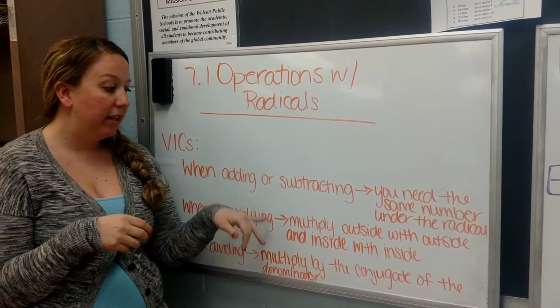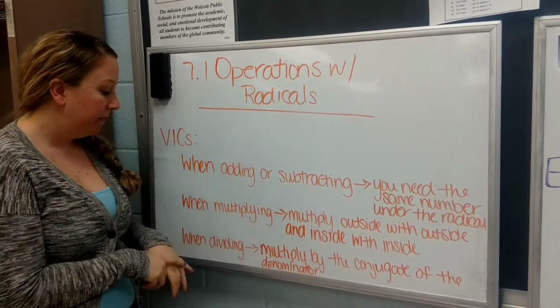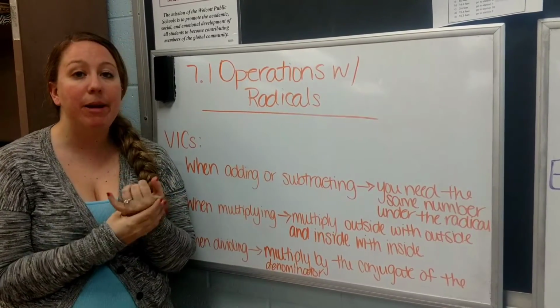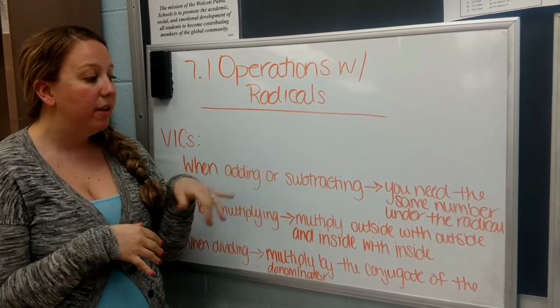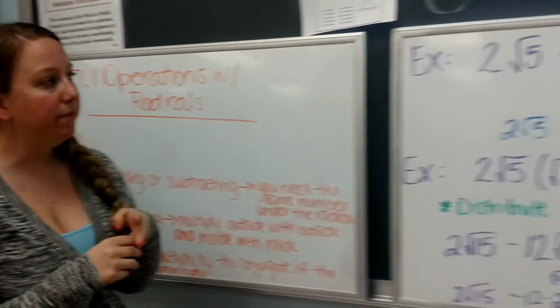When multiplying, you're going to multiply the outside with the outside and the inside with the inside. And when you're dividing, you want to multiply by the conjugate of the denominator. And we're going to go through and show you an example of each one of these and what those VICs mean in terms of actually performing that operation.